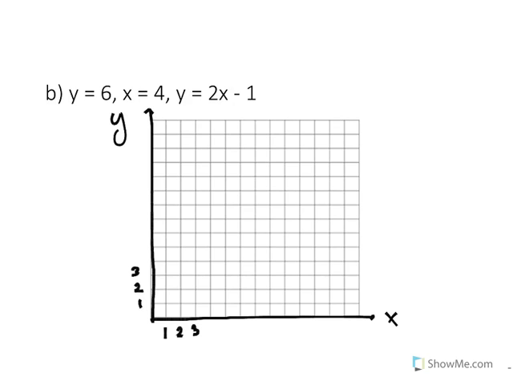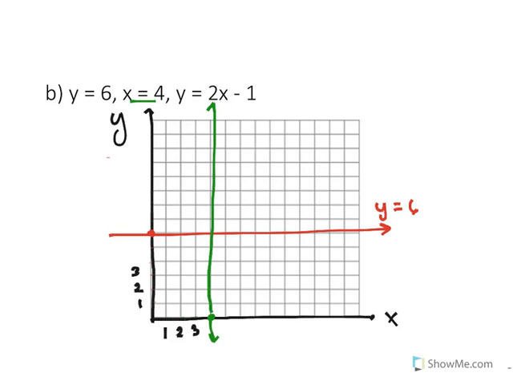So let's do this. Y equals 6. Go to the y-axis, find 6. 1, 2, 3, 4, 5, 6. Draw your line. X equals 4, and label it. X equals 4. 1, 2, 3, 4. Draw your line. Use a ruler. Label it. And then finally, the equation y equals 2x minus 1.